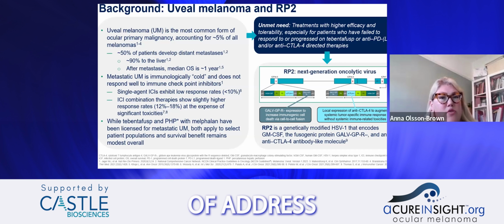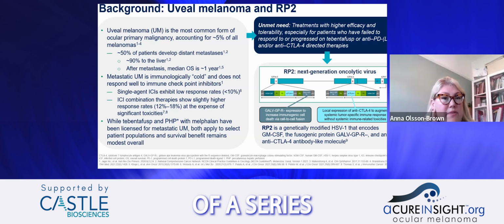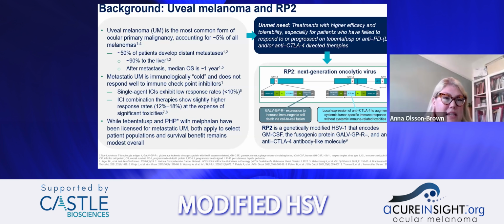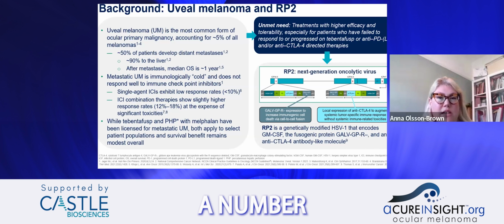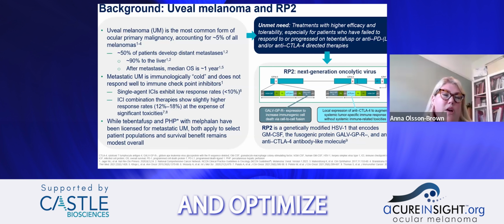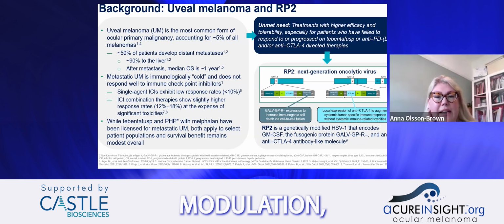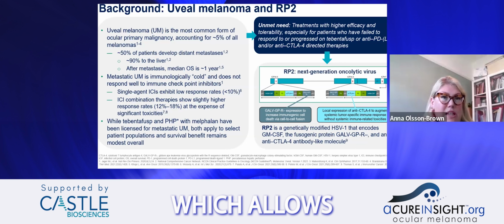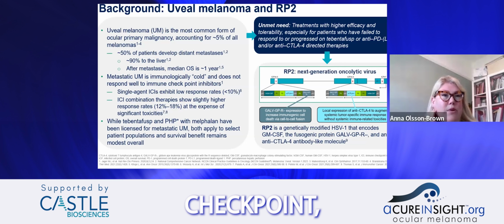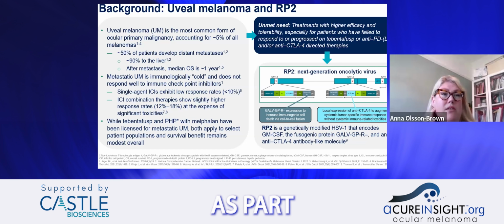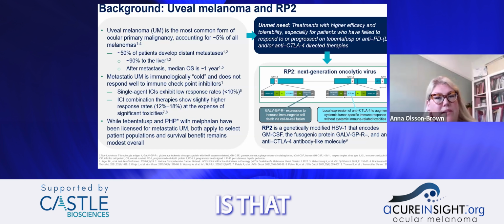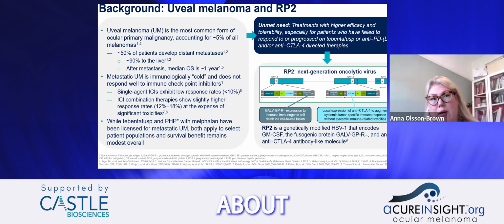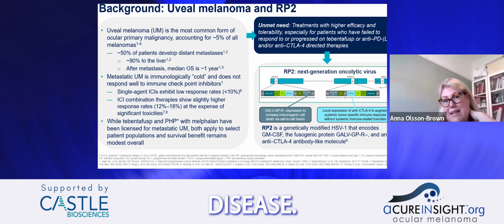Trying to address some of those issues has led to the development of a series of oncolytic viruses, but this one is called the RP2 virus. It's a genetically modified HSV1 virus that has a number of different mechanisms by which it can optimize immune modulation. For the RP2 virus, that includes an anti-CTLA4 antibody-like molecule, which allows some initial checkpoint antagonism as part of the viral cascade. So the hope is that this would show some efficacy in the metastatic setting, thinking about patients with metastatic disease.